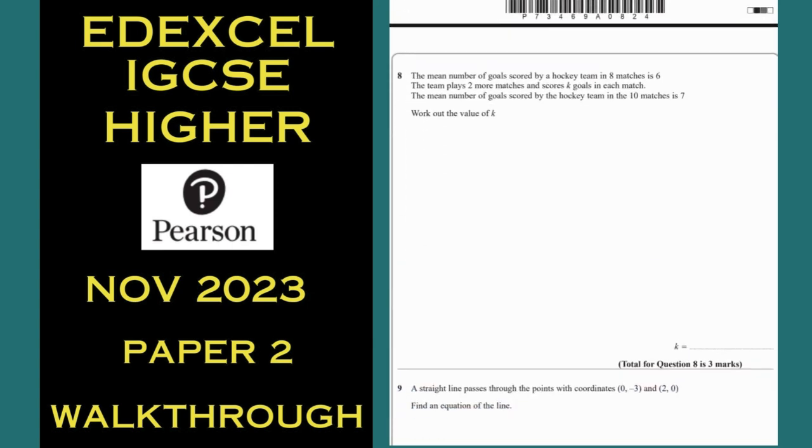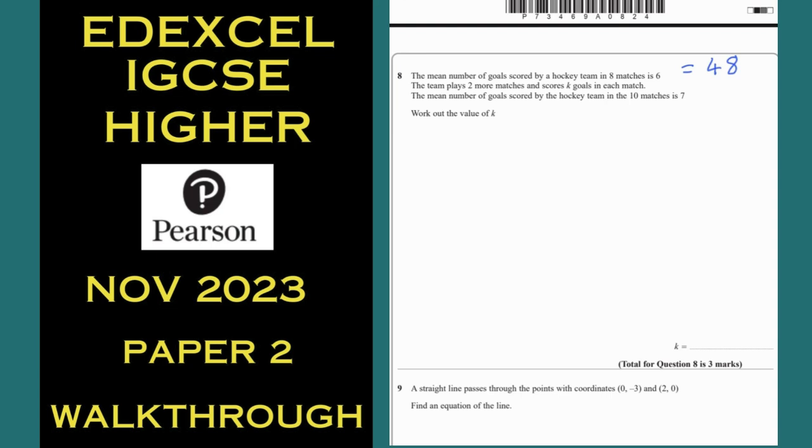Number 8. This is one of those mean questions where you have to multiply because they've done the dividing. They've actually found the mean for you. So top line, 8 matches, the mean is 6. 8 sixes mean that the team has scored 48 goals in those 6 matches. The team plays 2 more matches.